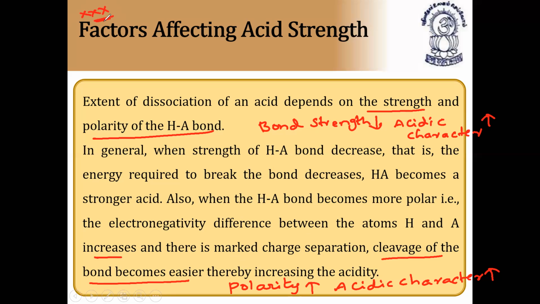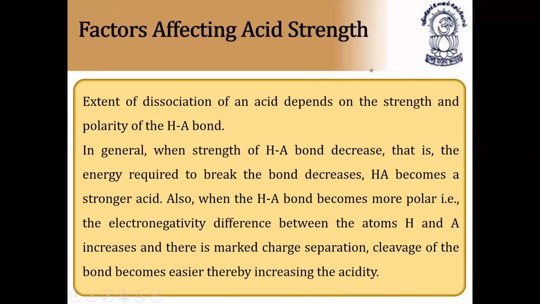So that is factors affecting acidic strength. Instead of reading the entire matter, simply you can remember these two: bond strength decreases, acidic character increases; polarity increases, acidic character increases. These are the things you have to remember. Very, very important. So please note down. Next continuation.